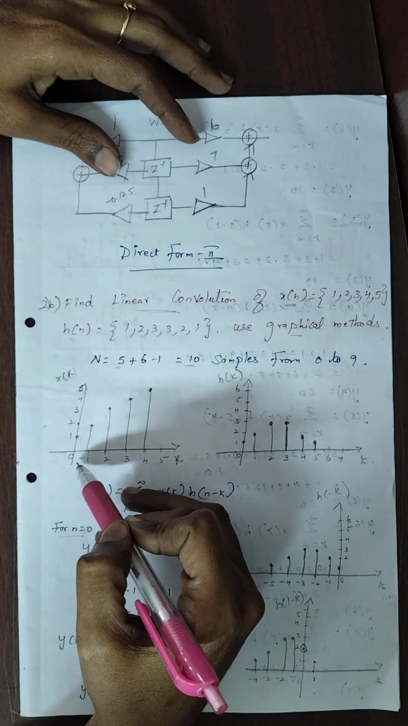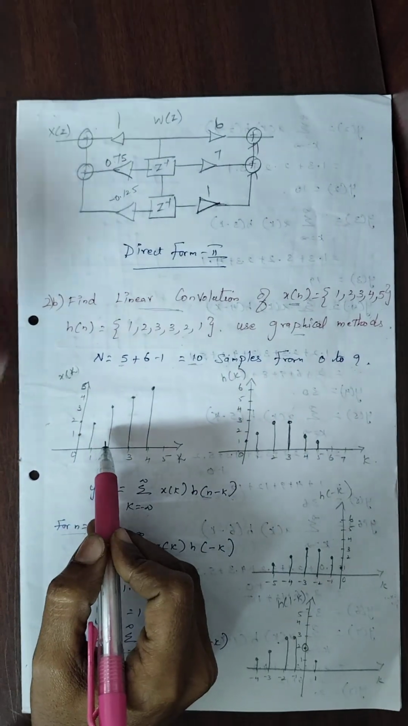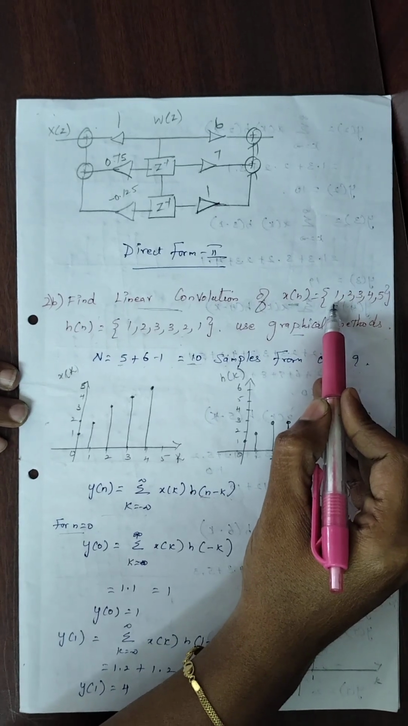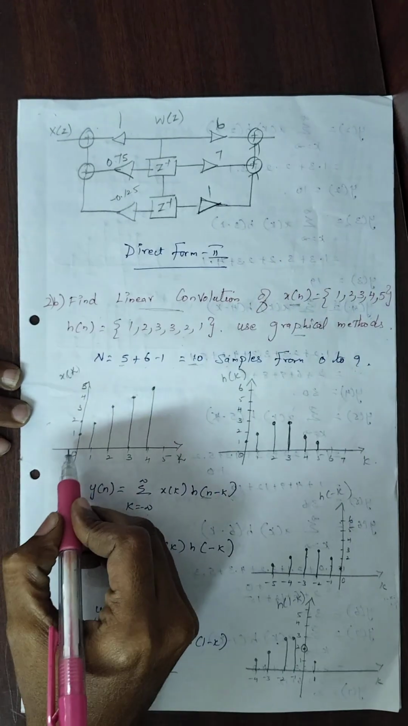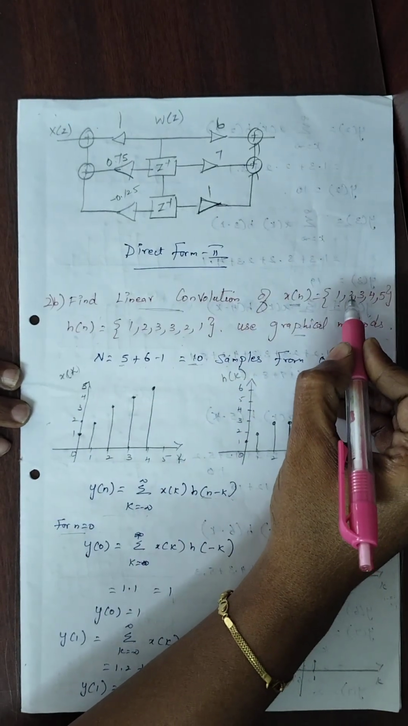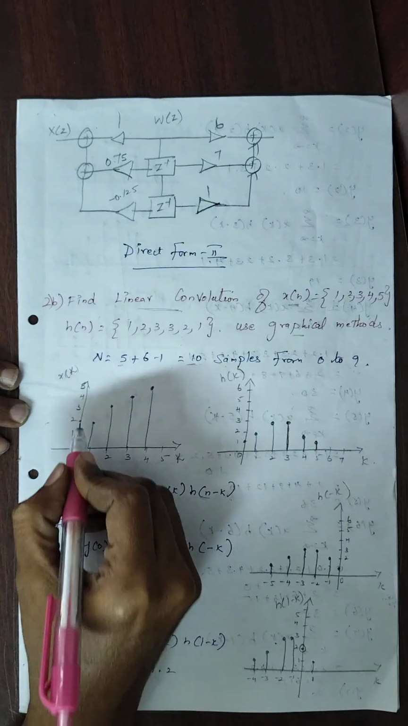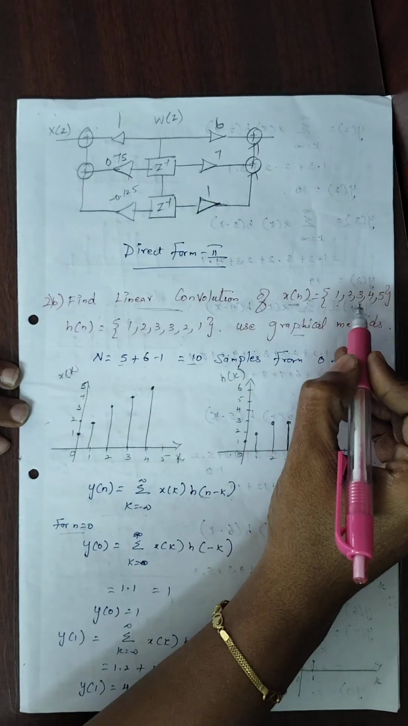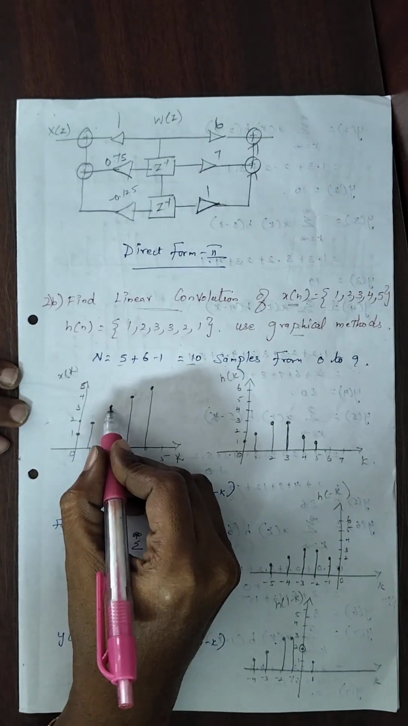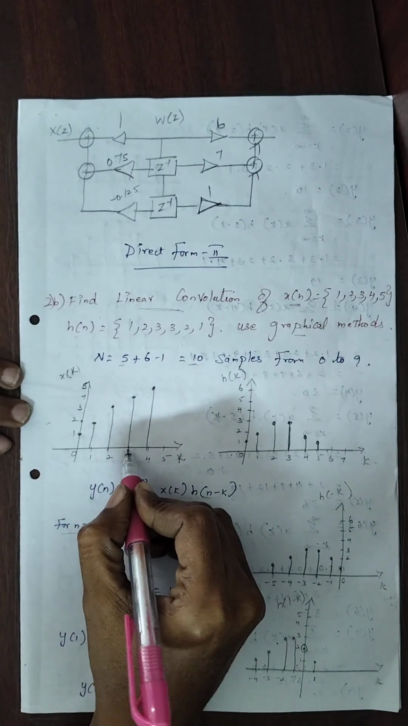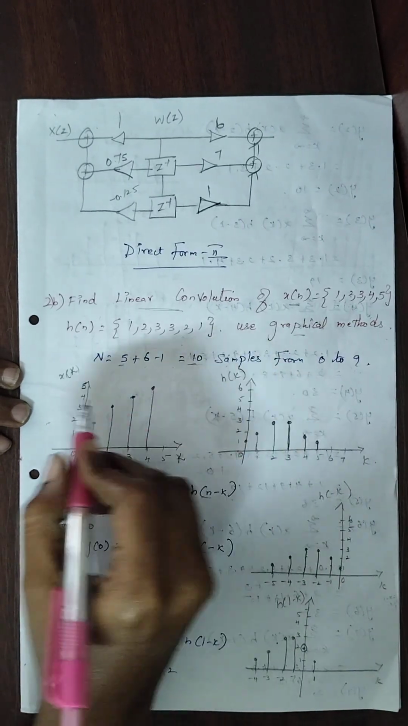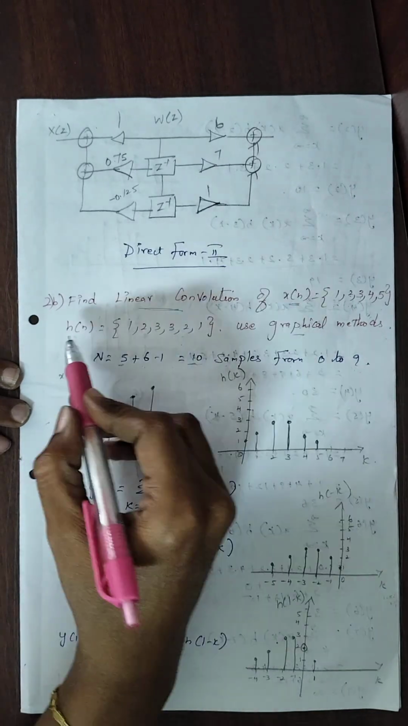So this is x of k. For time 0, the amplitude is 1. For 1, the amplitude is 2. For 2, the amplitude is 3. For 3, the amplitude is 4. And for 4, the amplitude is 5. So this is x of k.